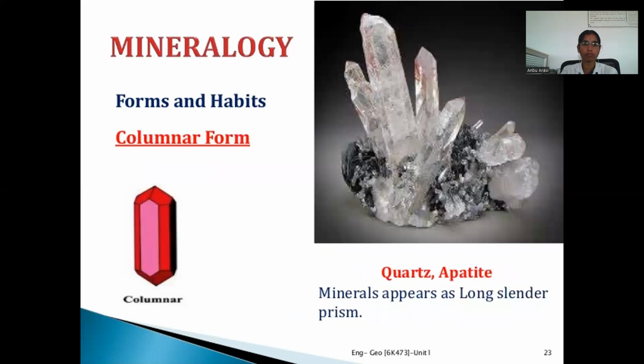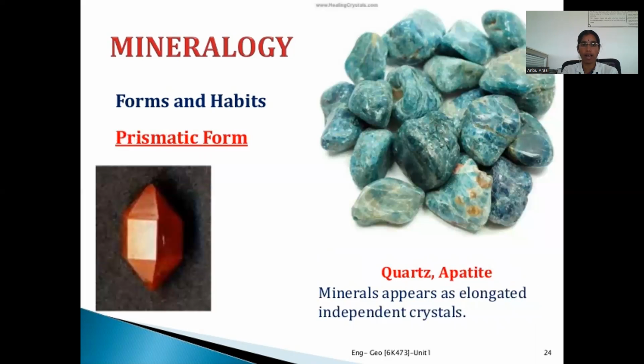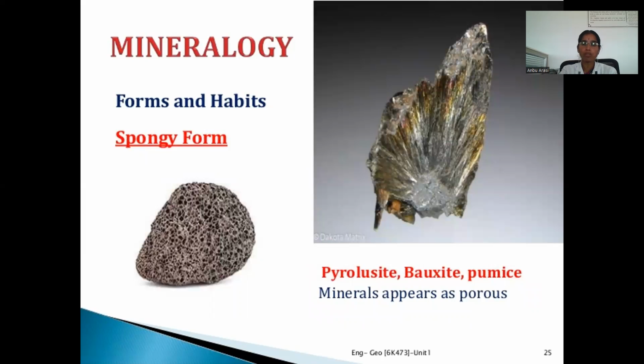Example, natrolite. And columnar form. It looks like a long slender prism. That's called columnar form. Example, quartz, apatite, etc. Prismatic form. The mineral appears as elongated independent crystals. That is called prismatic form. Example, quartz. And spongy form. It looks like a porous mineral. It has a lot of pores. That is called spongy form. Example, pumice.